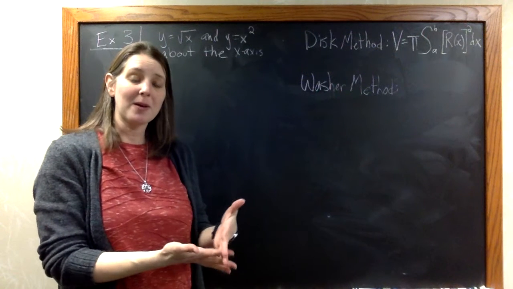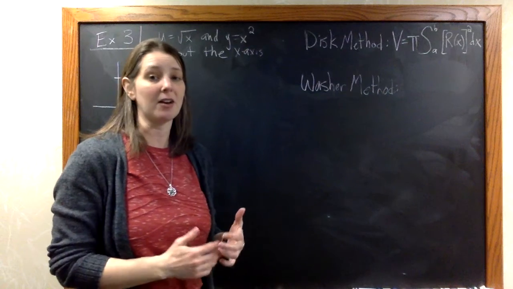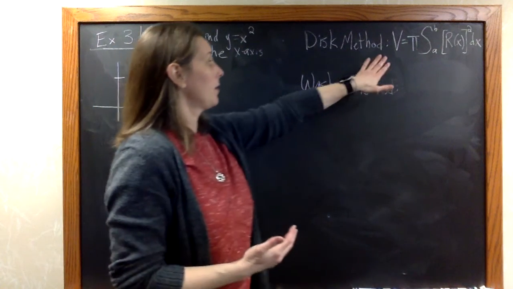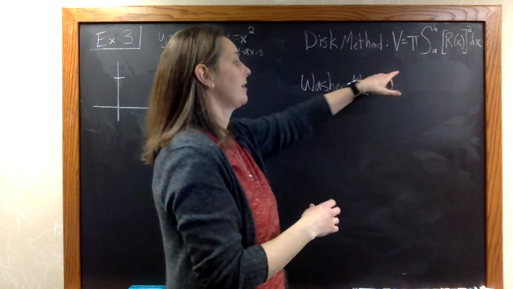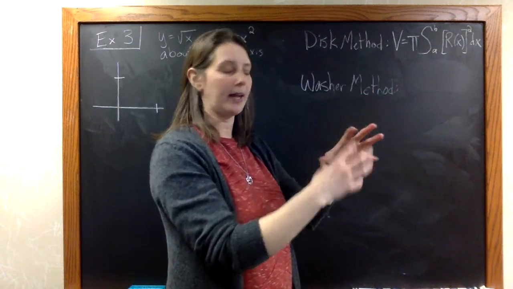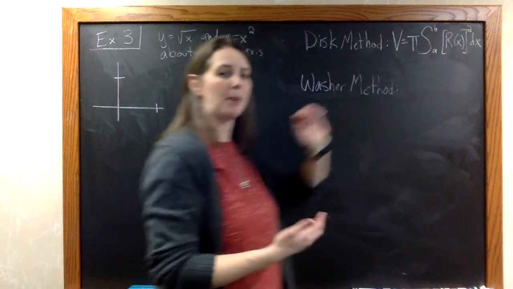All right, so what we've been talking about so far is what we call the disk method, and that is for finding our volumes. And that is based on circles, so slicing things into these disks and finding the area of all of those circles added together. So pi r squared, just the area of a circle, that's the disk method.